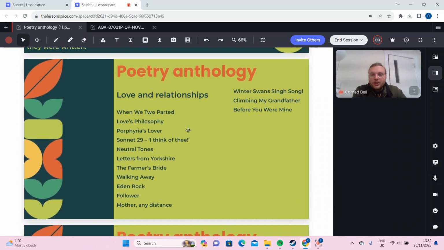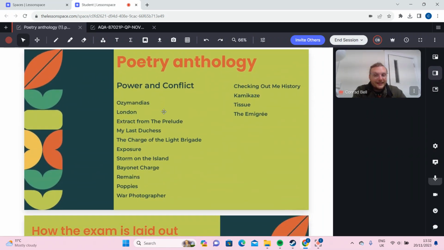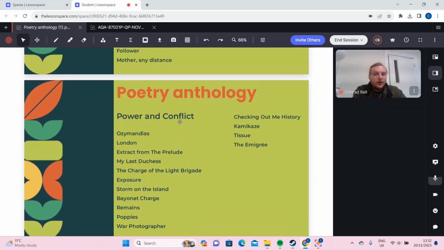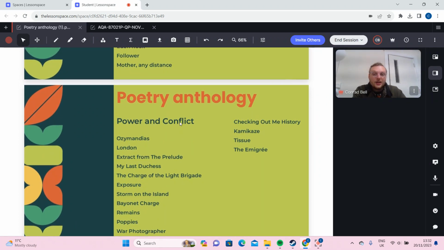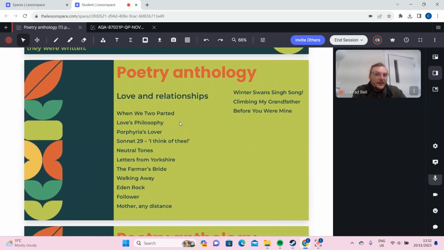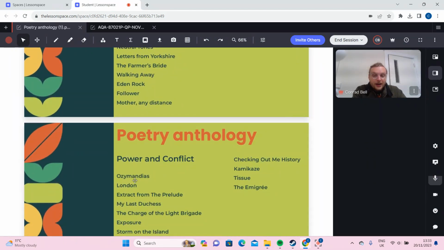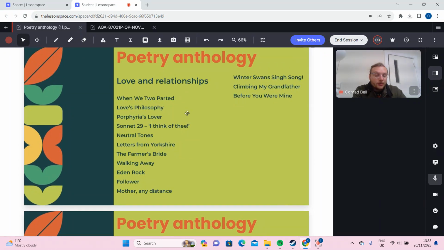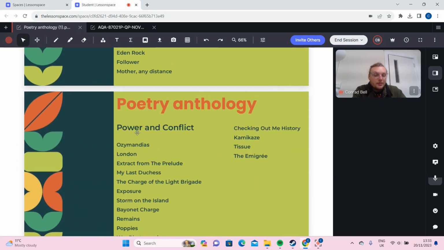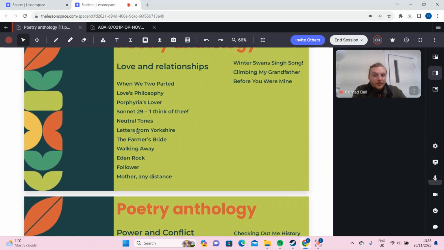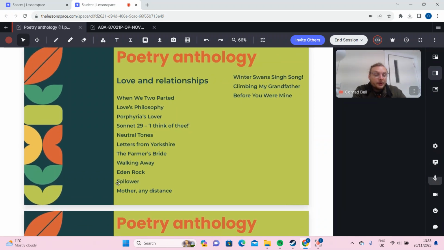So this is the list of poems that they'll have to learn for the love and relationships section, and then this is the list of poems that they have to learn for the power and conflict section. What I'd say the good thing about poetry anthology is that the questions will remain the same. It will always be, what does this poem show about love and relationships? What does this poem show about power and conflict? The tricky bit comes from you will get given one of the poems and you'll be expected to compare it to another poem that you have studied.